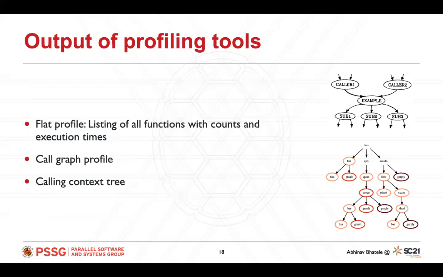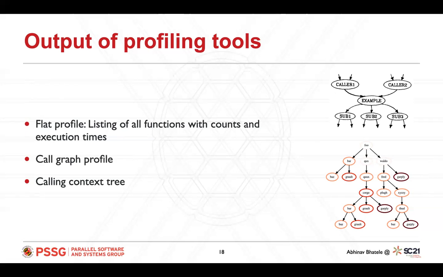So I think the last part of this session is about the output of the profiling tools that we cover in this tutorial. There are various different levels of granularity at which we can collect and output information from profiling tools. Many profiling tools, such as gprof, will provide a flat profile, which is a listing of all the functions in your program with counts and execution times. Tools will often also provide a call graph, which is a graph of all the caller-callee relationships in the program.